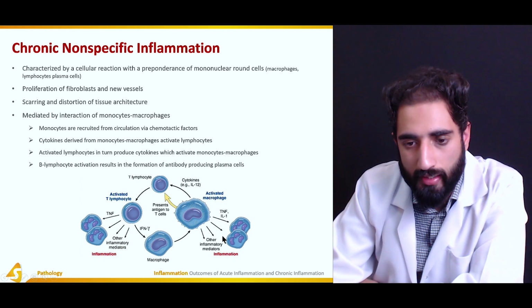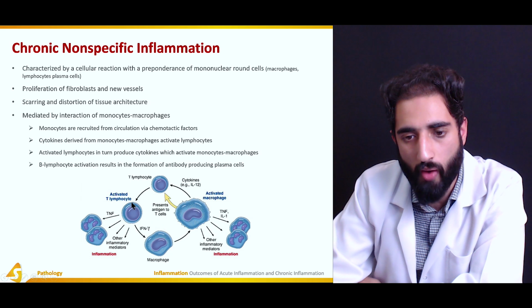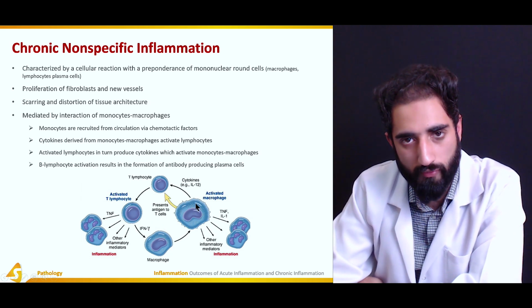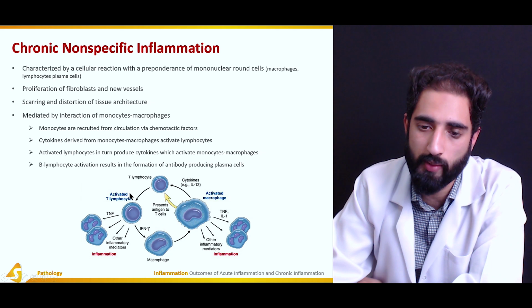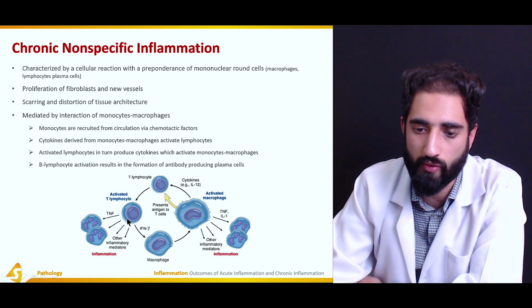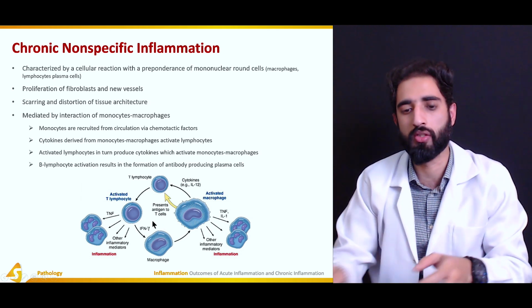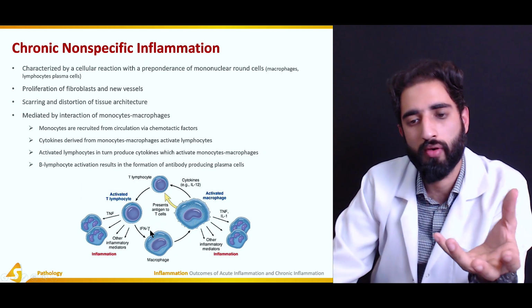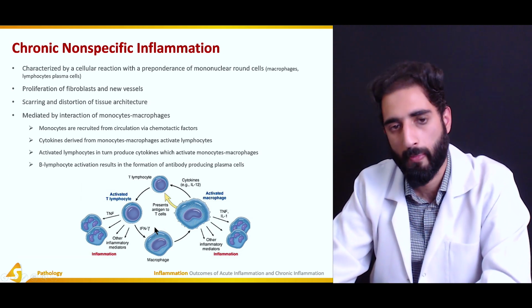So here you can see this is an activated lymphocyte. And how is that activated? It is activated because of the activated monocyte macrophage. And thus, this macrophage is activating this lymphocyte. But in turn, this activated lymphocyte is also influencing this macrophage and activating it as well. So they are both activating each other. On the other hand, the beta lymphocytes are also forming the plasma cells.